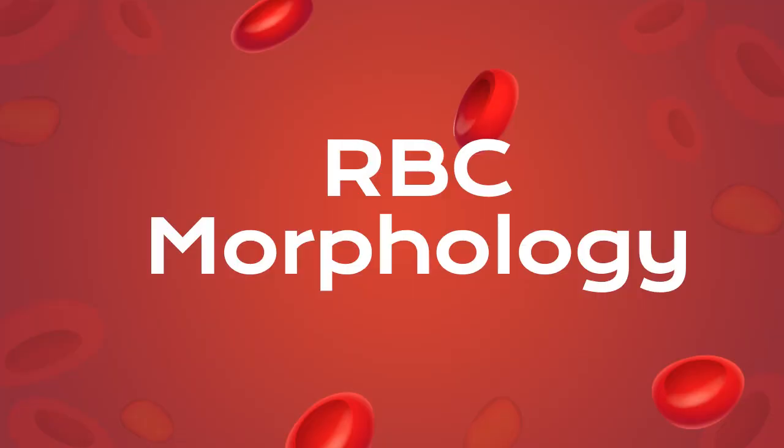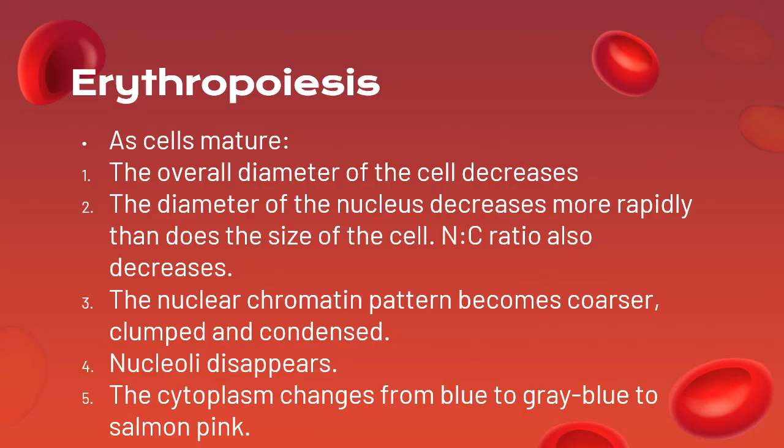Let's start with the RBC morphology. So, erythropoiesis. Okay, so, erythropoiesis is the term, ang term natin for RBC production. Okay. So, general rule, under erythropoiesis, so as cells mature, the overall diameter of the cell decreases, so lumiliit sila. The diameter of the nucleus decreases more rapidly, okay, than does the size of the cell. So, NC ratio also decreases. So, NC ratio is the nucleus to cytoplasm ratio.